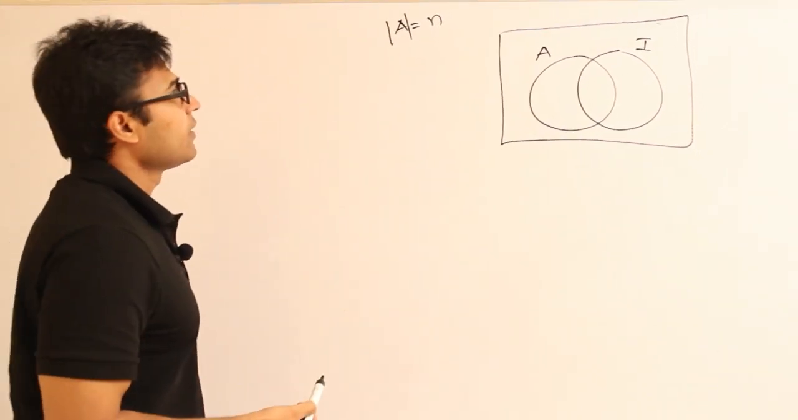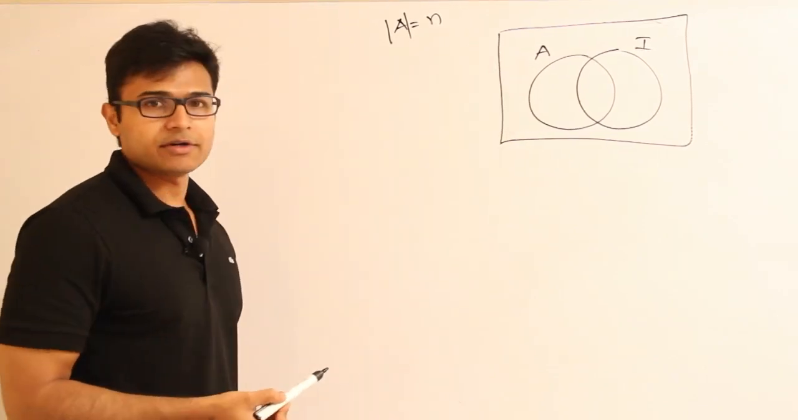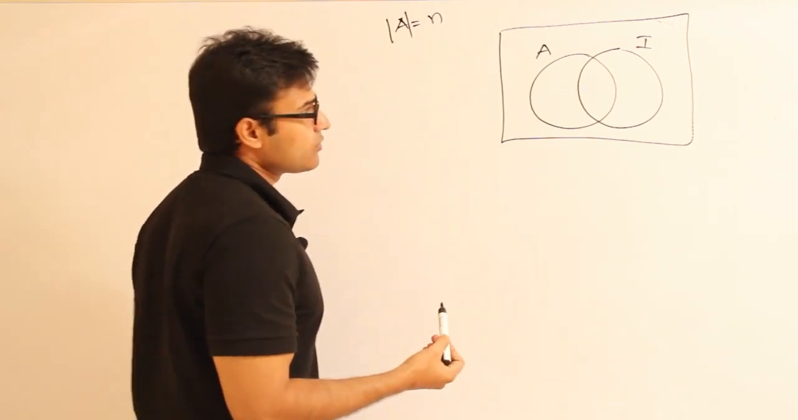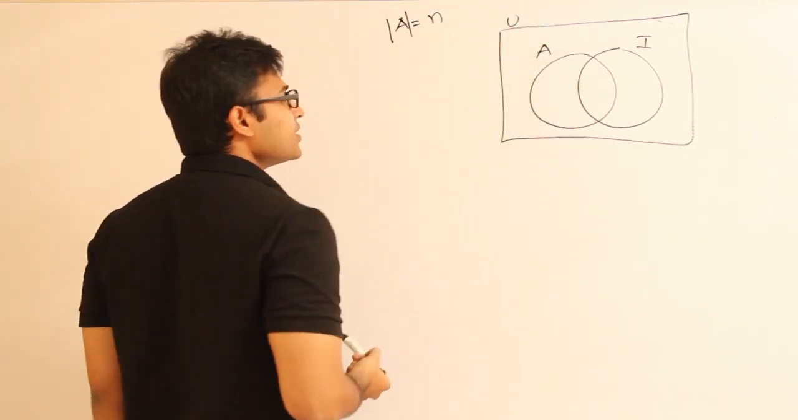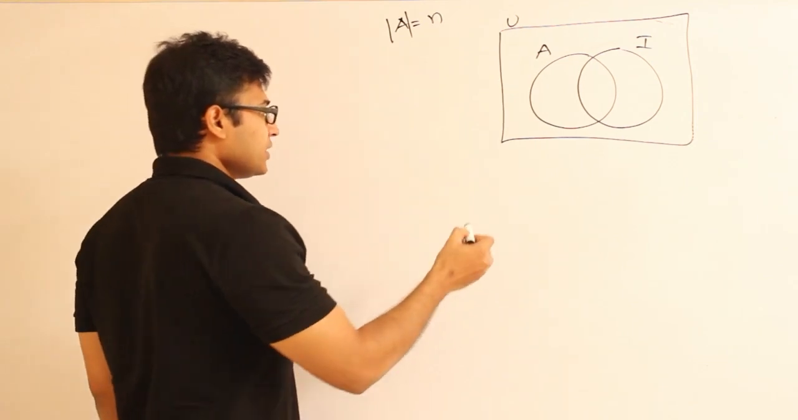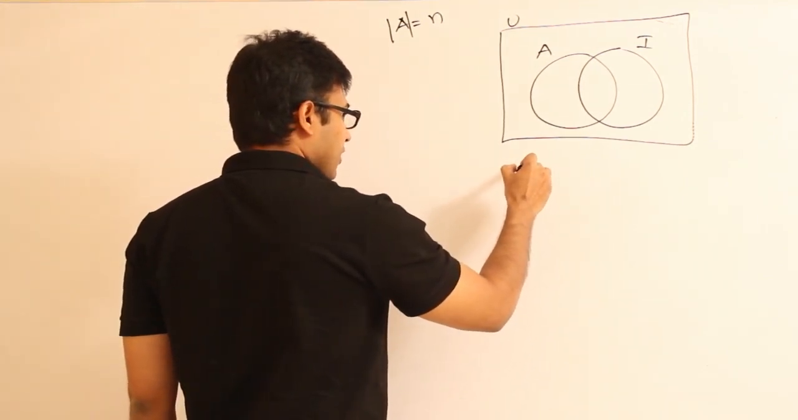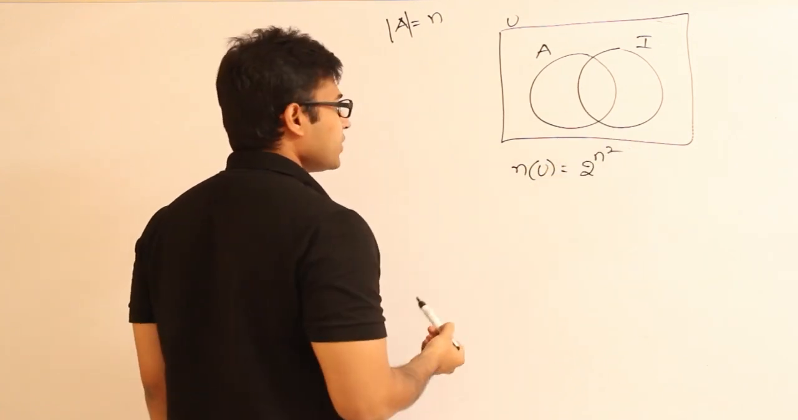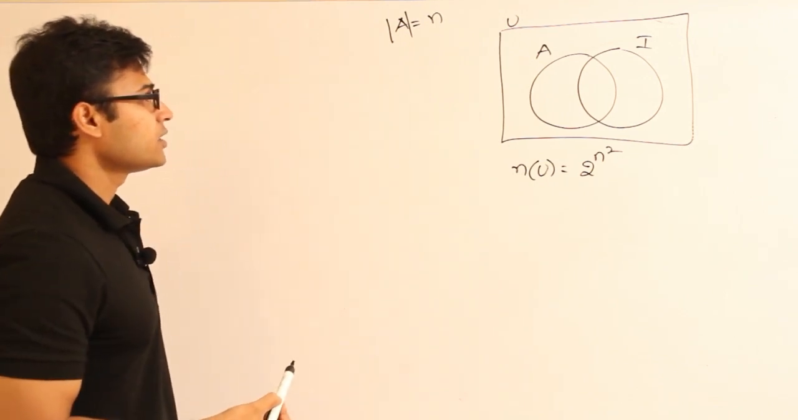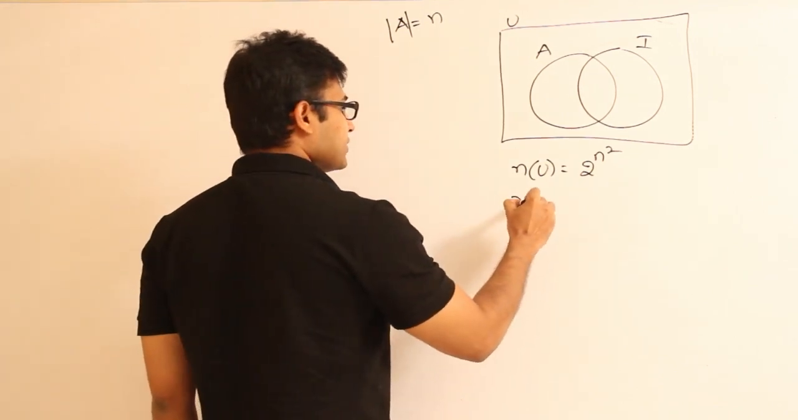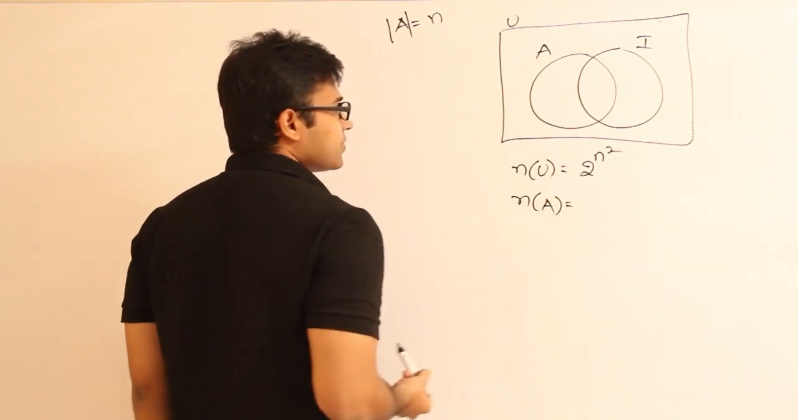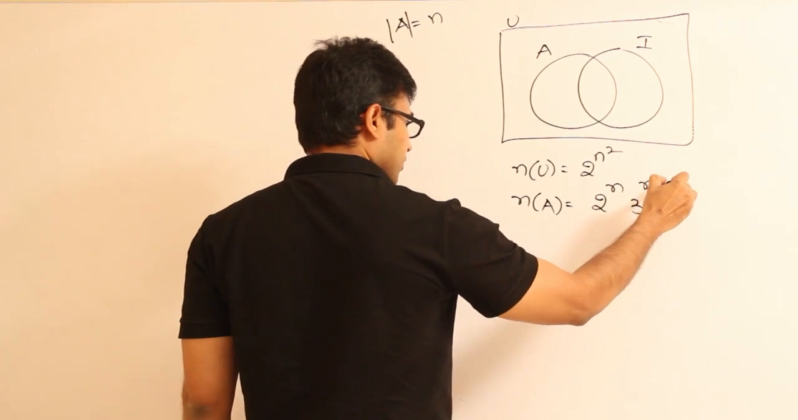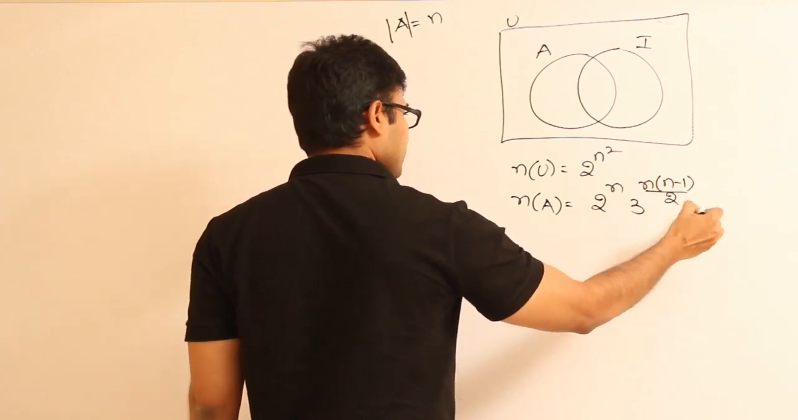Now A is the set of all anti-symmetric relations and I is the set of all irreflexive relations. Now what are the things that we already know? Let's call the set of all relations possible U. So the cardinality of U is 2 power n square. This one we already know. Now what about the cardinality of A? The number of anti-symmetric relations, this one also we already know: 2 power n into 3 power n into n minus 1 by 2. This one we already know.